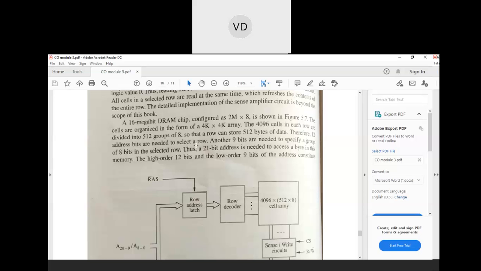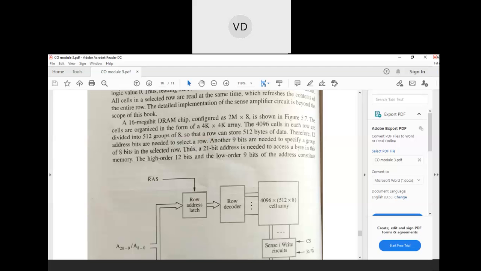Okay, so now here we are having an arrangement of a 4k into 4k array. Means 4k rows, 4k columns. A 4k row means it is having 4096 cells. Then in the 4k columns, each is divided into 8 groups. Each group is having 512 bytes of data. To access this data, we are having 21 bits of address. Of these 21 bits, 12 bits are used to select a complete row.